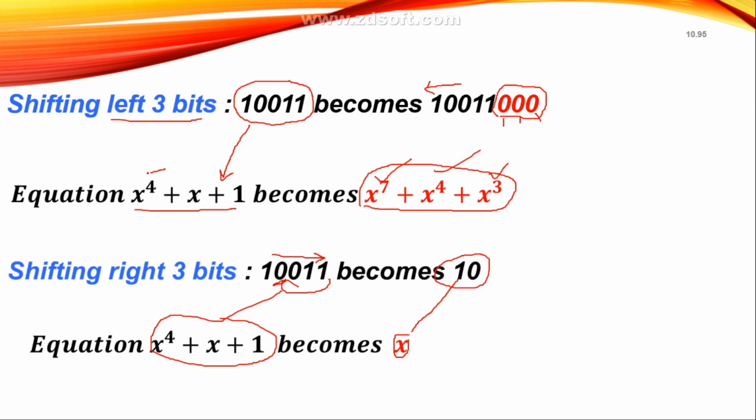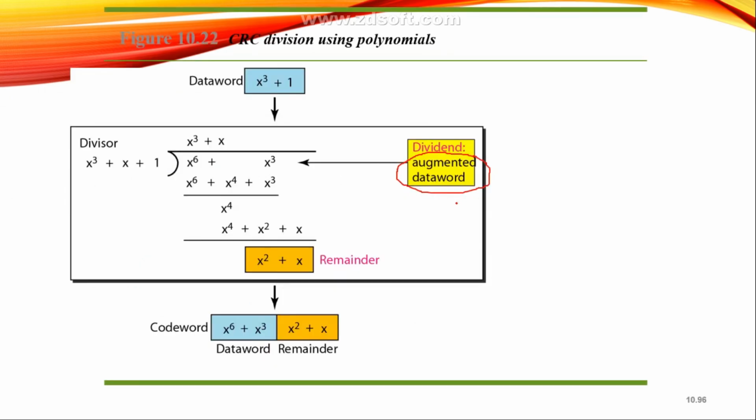If we multiply this equation by x raised to 3, you would get this equation. Similarly, we are going to multiply this data word by x cube. So what would we get? x raised to 6 plus x cube. So this is your code word. And over here, this divisor is x cube plus x plus 1.